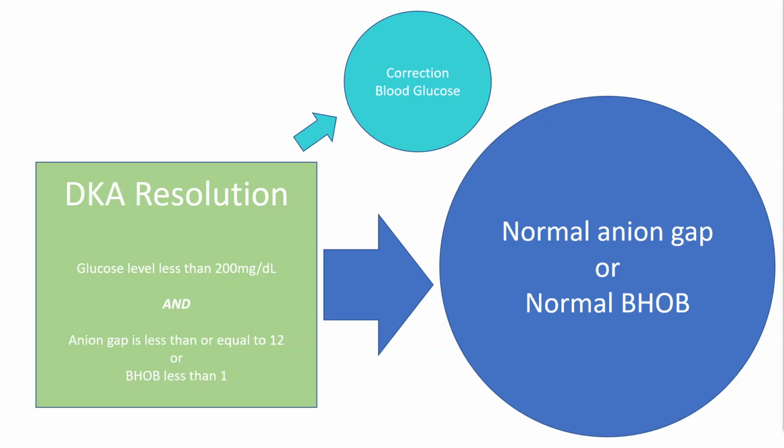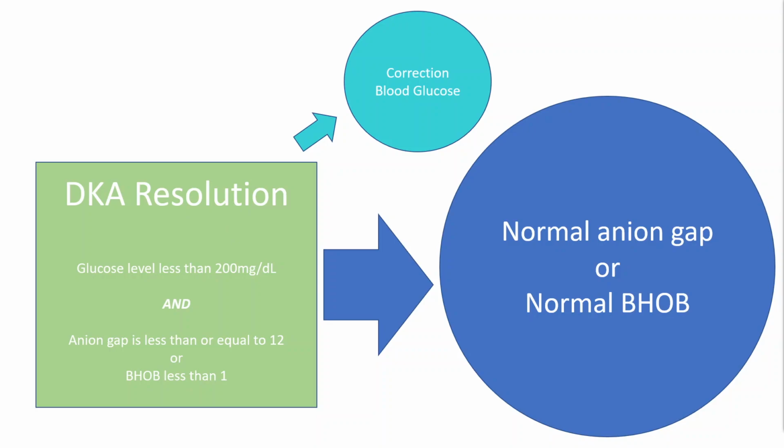DKA resolution is achieved when ketosis has stopped. We define DKA resolution here as glucose less than 200 and anion gap less than or equal to 12 or beta hydroxybutyric acid less than 1. The aim is to stop ketosis with administration of insulin, which will stop the overproduction of acid as well as lower the blood sugar. So there will be correction of blood sugar, but correction of blood sugar does not equal DKA resolution. When insulin is given, the glucose will come down, but that doesn't mean that the DKA is over.